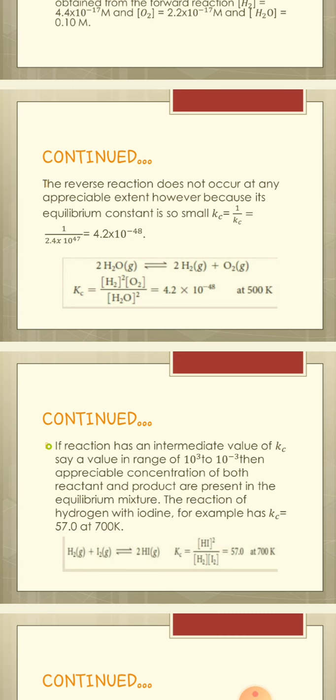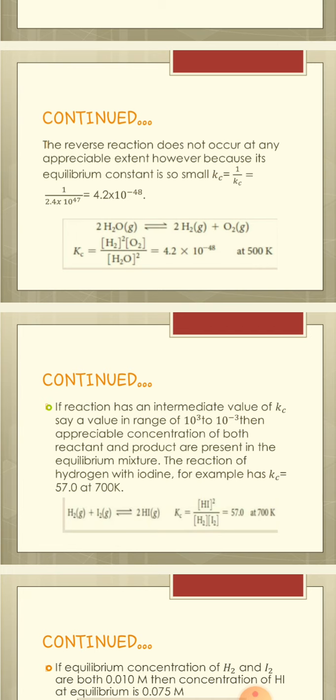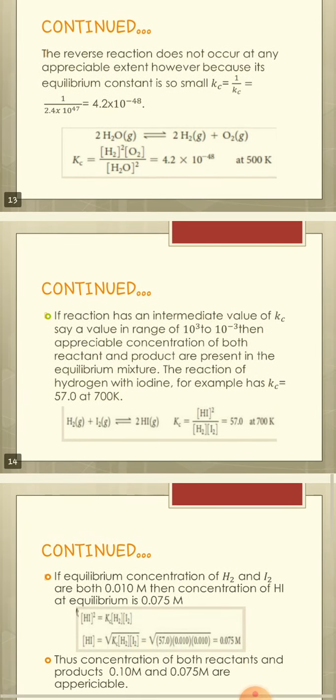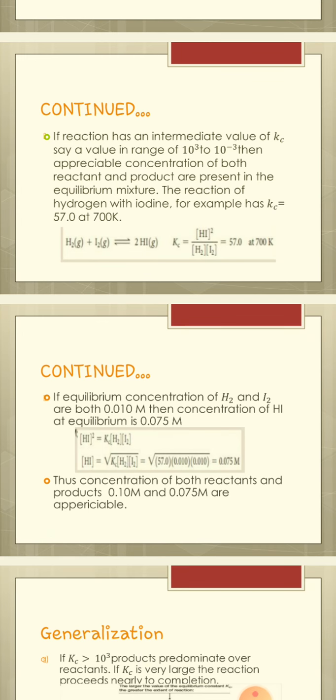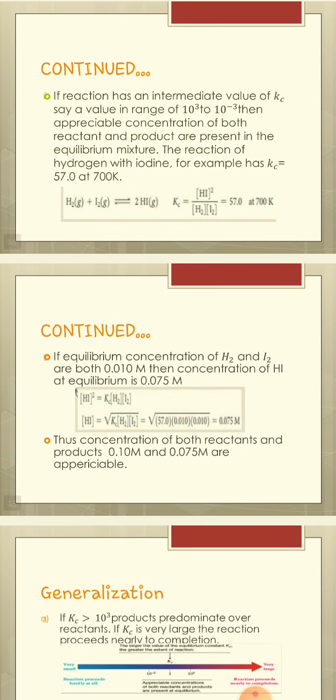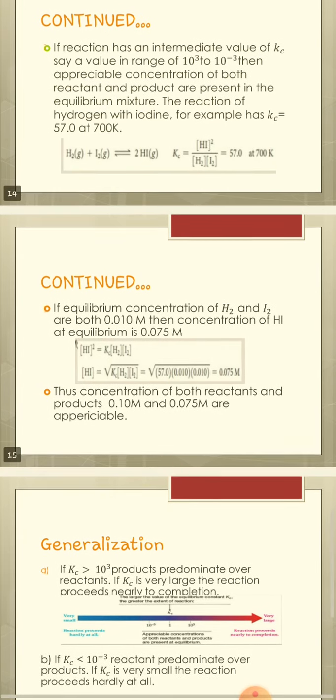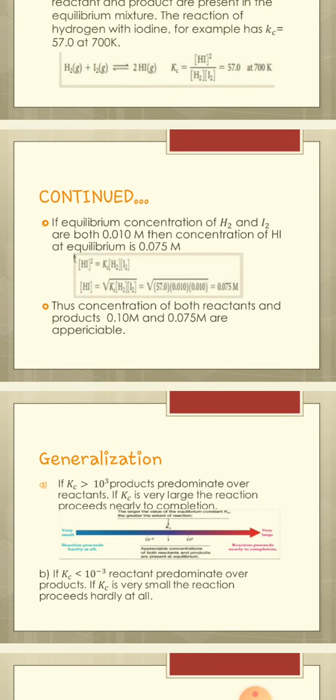If a reaction has an intermediate value of Kc, say in the range of 10^3 to 10^-3, then appreciable concentrations of both reactant and product are present in the equilibrium mixture. The reaction of hydrogen with iodine, for example, has Kc equal to 57 at 700 Kelvin. If the equilibrium concentrations of H2 and I2 are both 0.010 molar, then the concentration of hydrogen iodide at equilibrium is 0.075 molar, as you can see in the figure. Thus, the concentrations of both reactant and product, 0.10 molar and 0.075 molar, are appreciable.